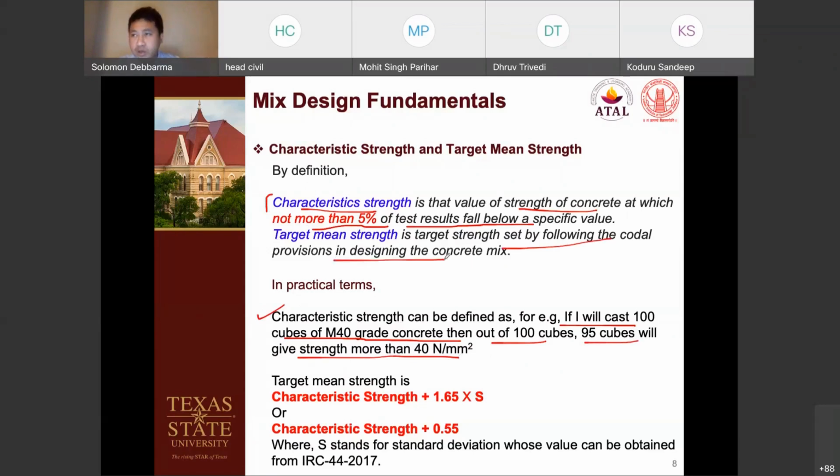In structural engineering, we usually come across a term known as the factor of safety. The target mean strength is more or less like the factor of safety. So we need to design the PQC mix for a higher strength to account for the lab conditions, right? IRC 44 has recommended these two equations. The target mean strength can be determined by these equations. Whichever is higher, we need to choose that value as the target mean strength.